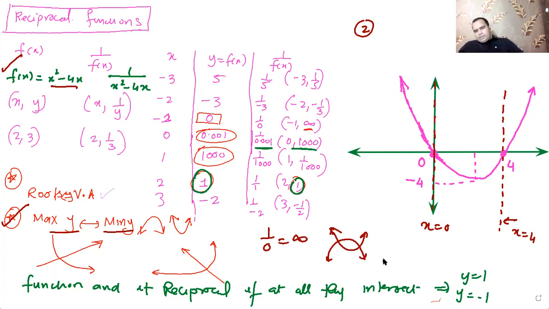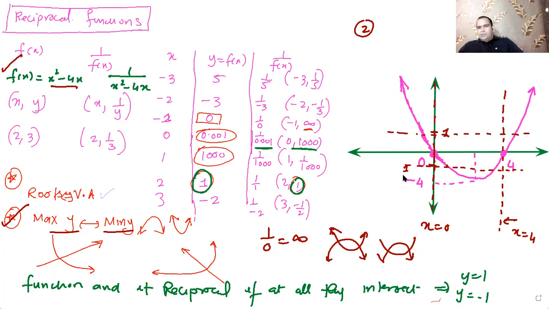If there is a maximum already, its reciprocal will have a turning point in the form of a minimum. So number two is that if at all the function and its reciprocal meet, they'll meet along the y equals 1 and y equals -1 lines. So it will be interesting to mark approximately where y equals 1 and y equals -1 are.